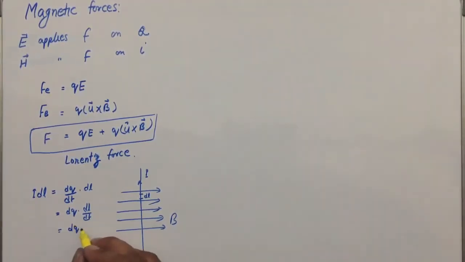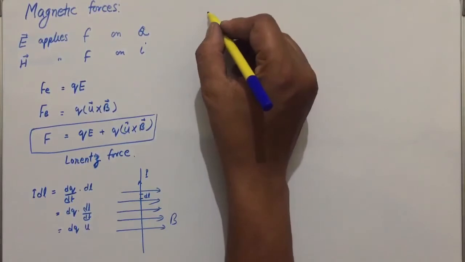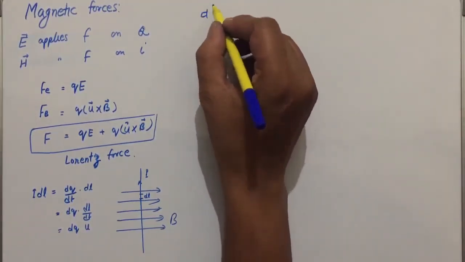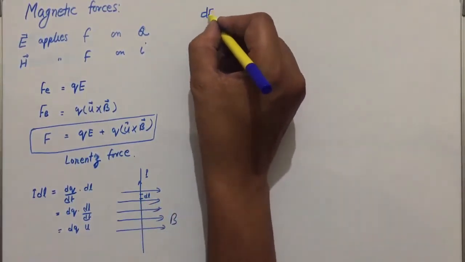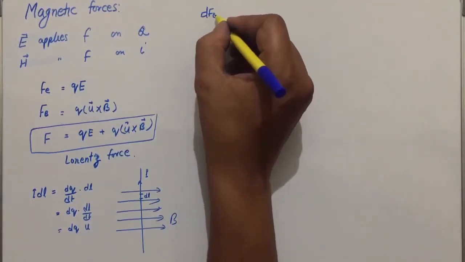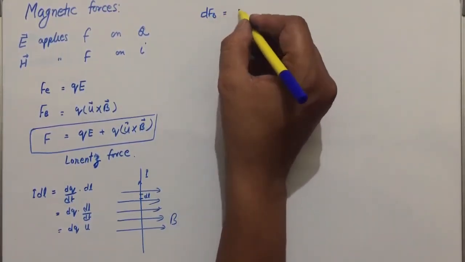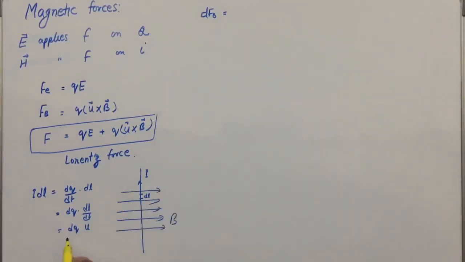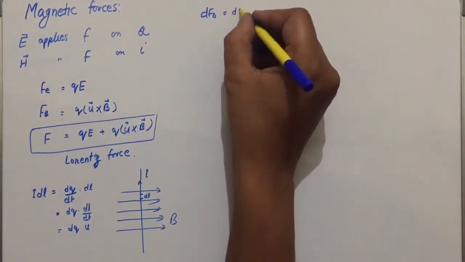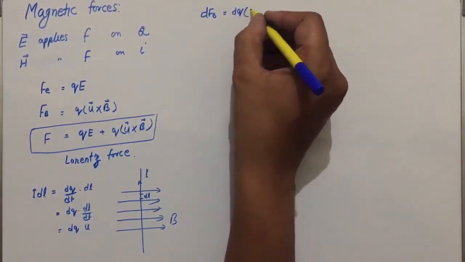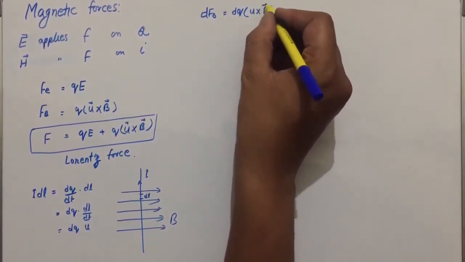So we can say dq, this is the velocity of the charge. Okay, so IdL can be written as this. So if we talk about the force at this portion, then we can say the FB will be equal to this IdL, or we can say dq. The formula we have is v cross B.